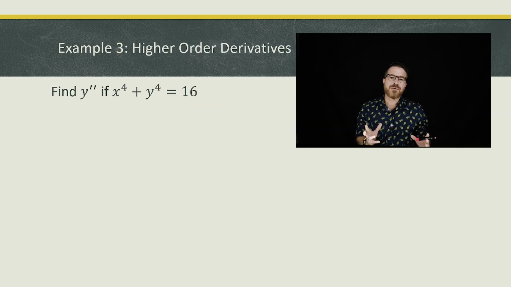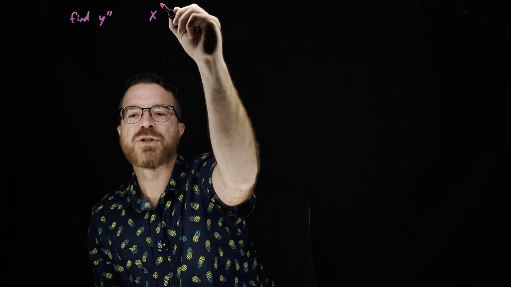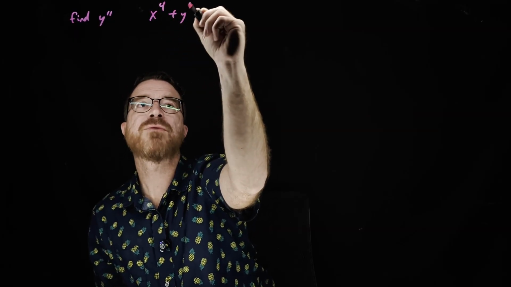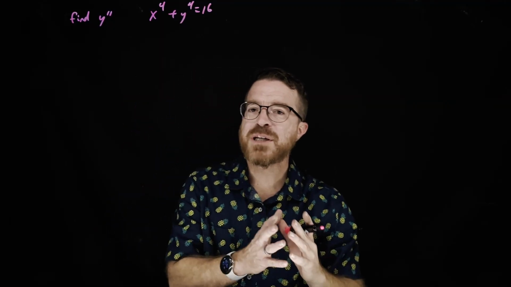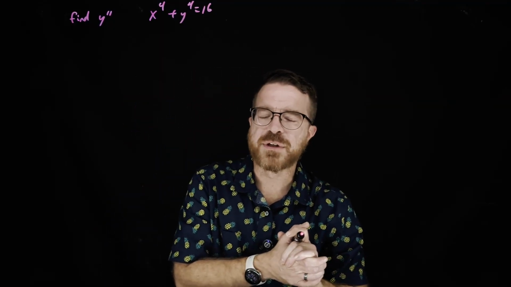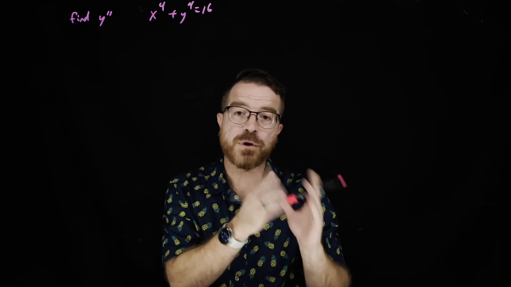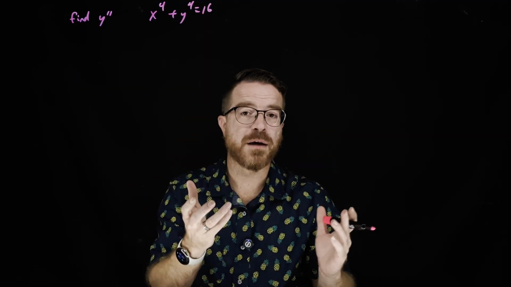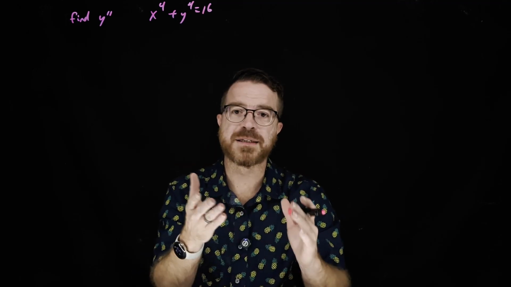What about if we have higher order derivatives? So in this example, we want to find y double prime, so the second derivative of y. And we have the equation x to the fourth plus y to the fourth equals 16. So just like before, first thing we're going to do, just like we wanted a second derivative previously, we're going to take the first derivative, and then from there, we're going to find the second derivative. So we're going to take the first derivative, solve for y prime, and then we will take the derivative of that to get the second derivative.